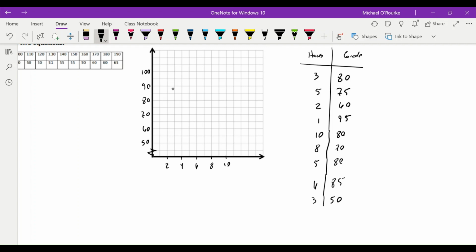3 and 80. Boom. 5 and 75. Boom. 2 and 60. Boom. 1 and 95. Like such. 10 and 80. 8 and 70.